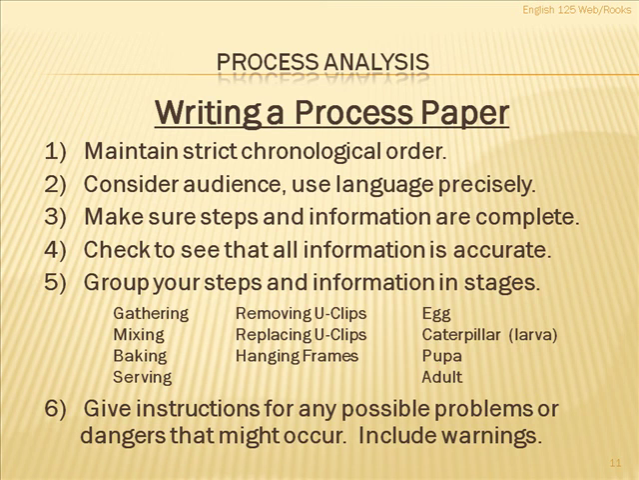Sixth, give instructions for any possible problems or dangers that might occur, and include warnings. If something could happen in the instructions that you're explaining, and something likely could go wrong, you need to put in there a warning that it could go wrong, and if it does, what are the steps that they do to fix whatever might go wrong.